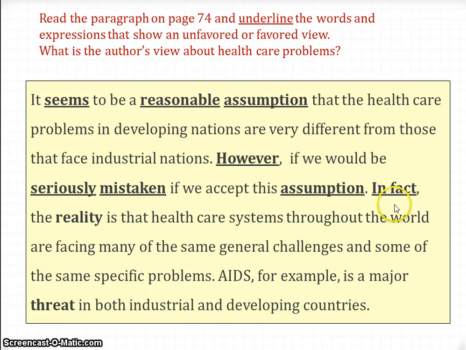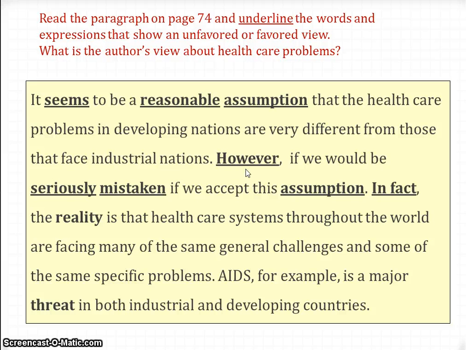In fact, the reality is that the healthcare systems throughout the world are facing many of the same general challenges and some of the same specific problems. AIDS, for example, is a major threat in both industrial and developing nations. So we see how the paragraph is divided. First, the common belief. Second, the author's favored belief, what he or she believes.